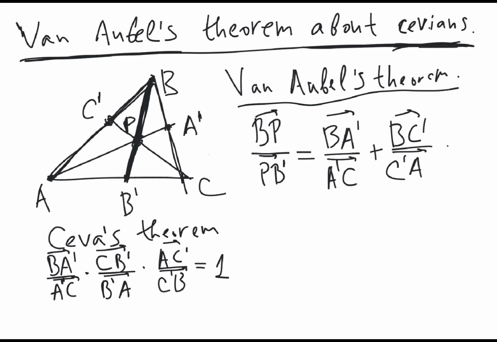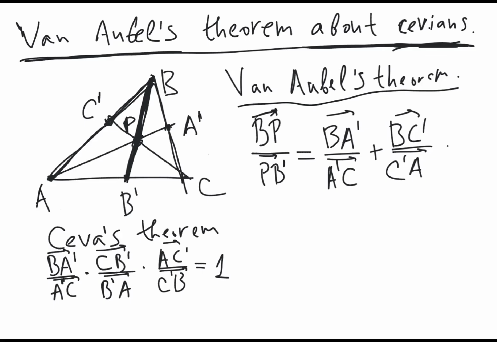Yeah, and all ratios are signed, so I put vectors here. It means that the ratio is either positive or negative, depending on whether these vectors point in the same direction or in the opposite direction. And this theorem holds even if the point P is outside of the triangle, so if some of the points A prime, B prime, and C prime are on the extensions of the sides and not on the sides.